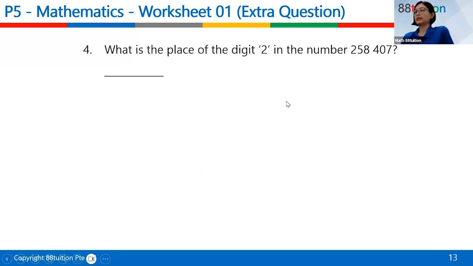What is the place of the digit 2 in the number of this? I know you got to do some, right? So if you can mark yourself also, see whether you get it right or not, if you have done all these questions. So this is 100,000s. Remember to put the S, because it's asking for the place. It's not asking for the value. So it's basically asking for the name of that place.